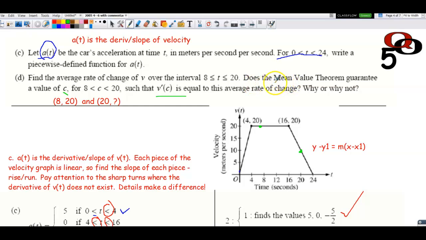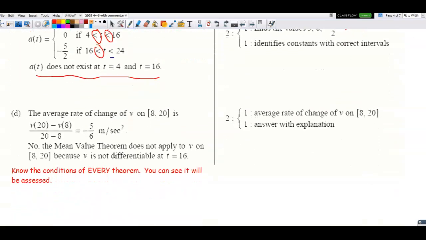Now, you're very familiar with the conditions of the mean value theorem. Conditions are very important. And we know that from 8, if we draw that secant line, I'm not going to try to draw it, from 8 to 20, in that interval, there's a place where there's no derivative. That means that on the open interval from 8 to 20, v is not differentiable, which therefore does not meet the conditions of the mean value theorem. So we're going to say no to that question. So let's come down here and look at the scoring guide.